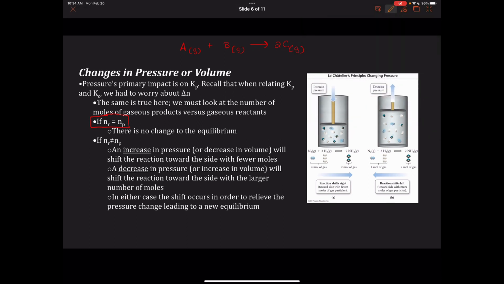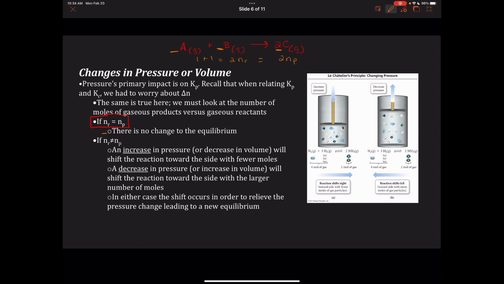So my reactant moles, that's just my coefficient. So 1 plus 1 gives me 2 moles of reactants. My coefficient here gives me 2 moles of products. So those moles are equal. That would mean in this scenario, I could change my pressure, I could change my volume. It is not going to impact my equilibrium. Where we're going to get an impact is if the moles are not equal.